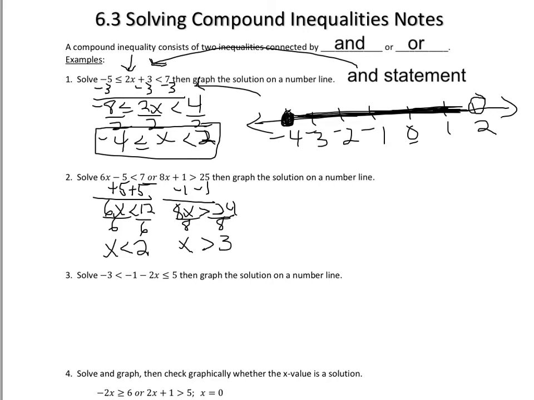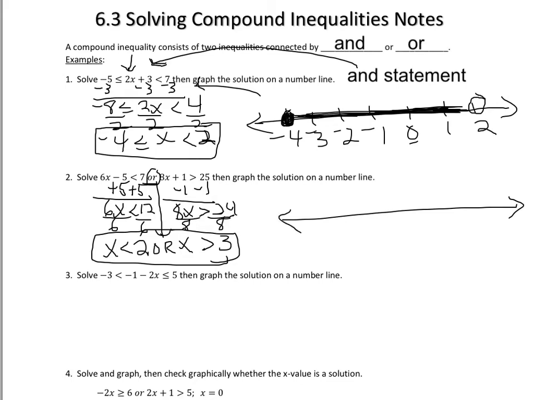Now, since this is an "or" statement, we really need to bring that "or" down in our answer. And that's going to be your compound inequality. If you don't have that "or," I'm going to take points off. And then when we graph that on the number line, you're going to see it has a different look than the "and" statement that we did before.